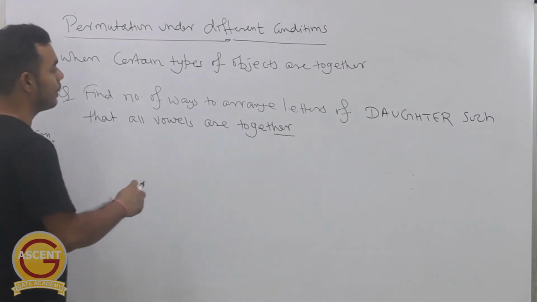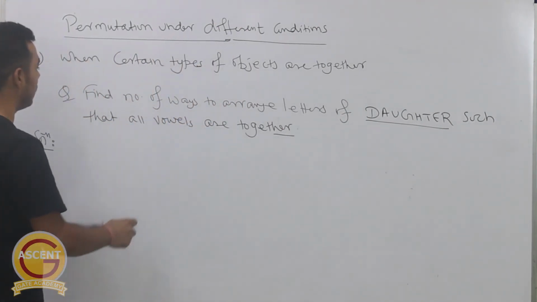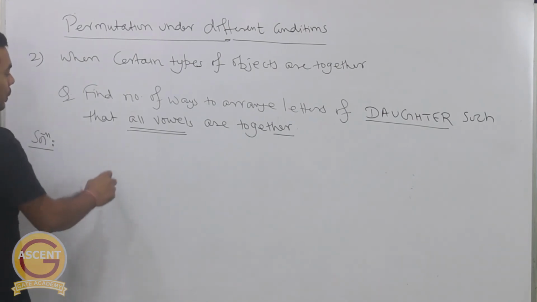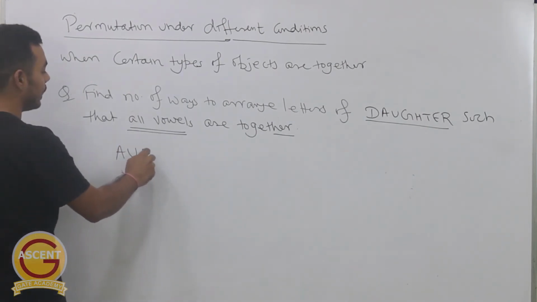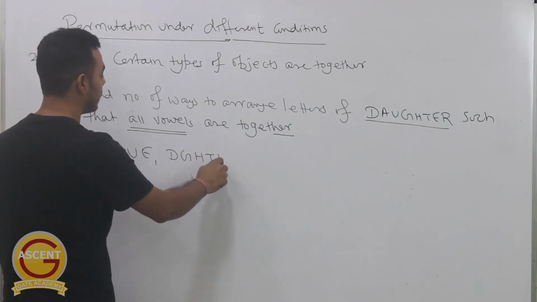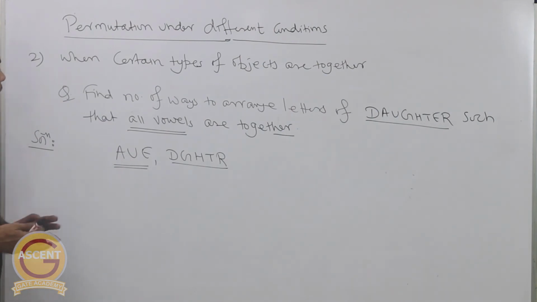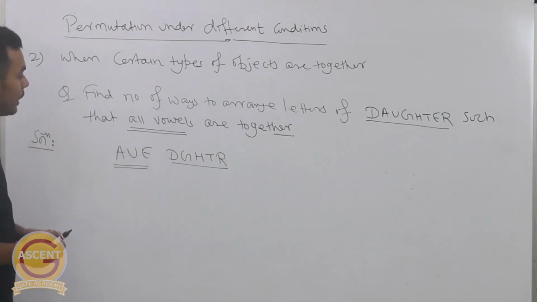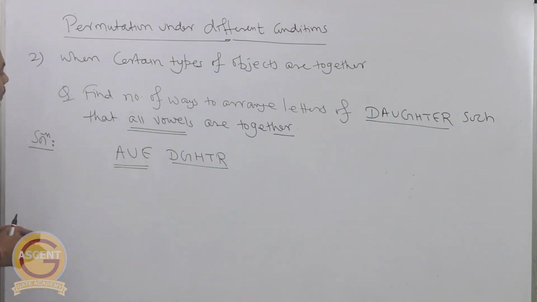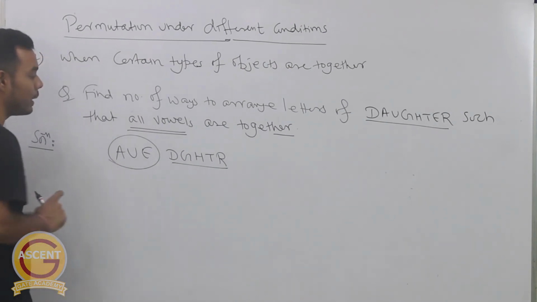The question is, find the number of ways to arrange the letters of the word daughter such that all the vowels are together. Now see, there are a total of 8 letters. You have 3 vowels A, U, E, and then you have 5 consonants D, G, H, T, R. So these are the 5 consonants and these are the 3 vowels. Now the question is, we have to arrange these 8 letters in such a way that all the 3 vowels are together. For this type of problem, you have to count these 3 vowels as one single unit.